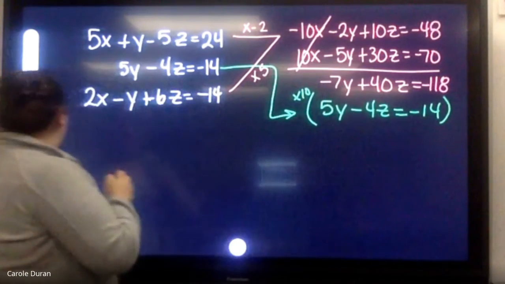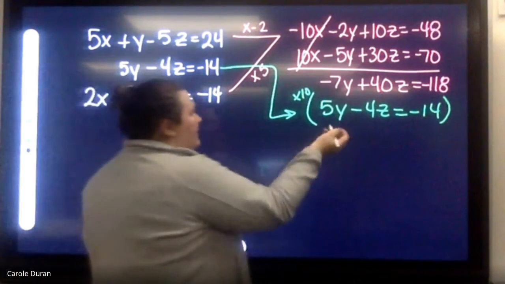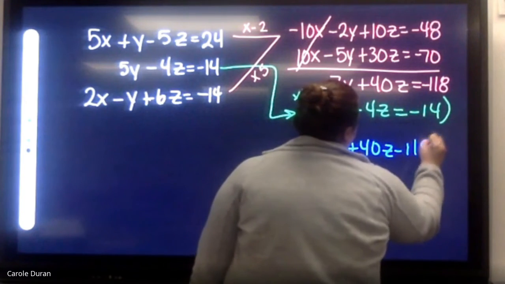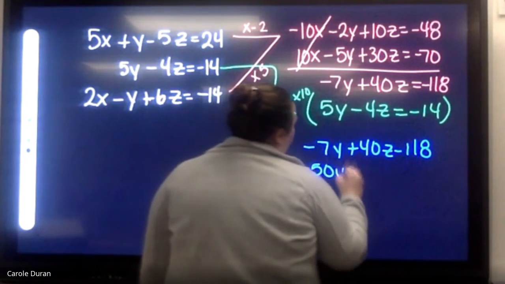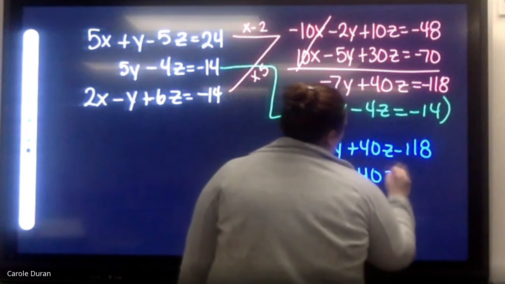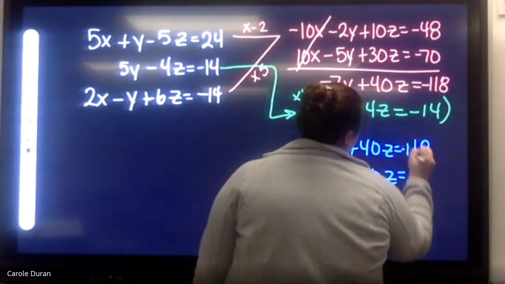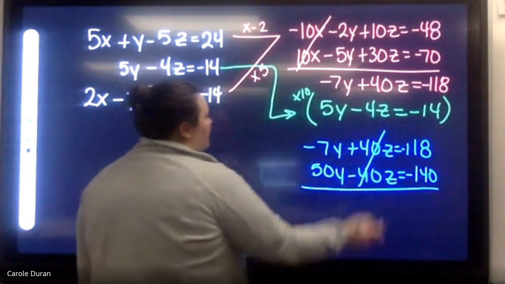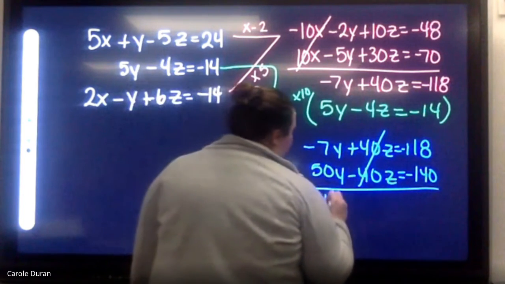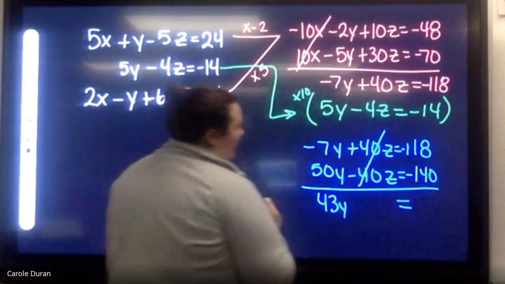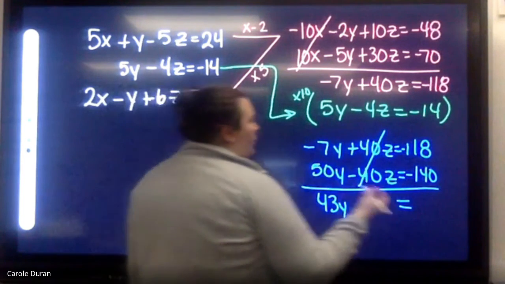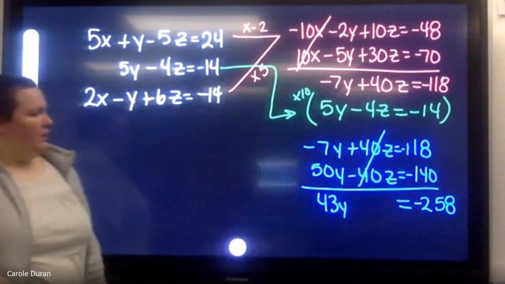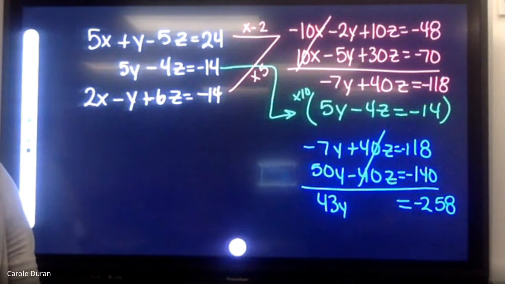So I'm going to go ahead and rewrite this so that we have the space. When I do, I get -7y plus 40z equals -118. Then I get 50y minus 40z equals -140. I add straight down, the z's cancel. -7 plus 50 is a +43. -118 and -140 is -258. And then I divide each side by 43.